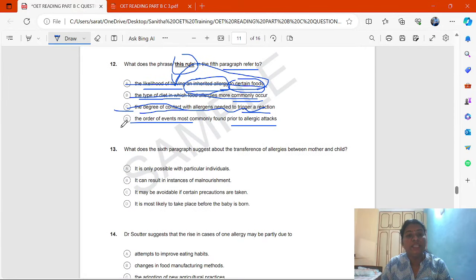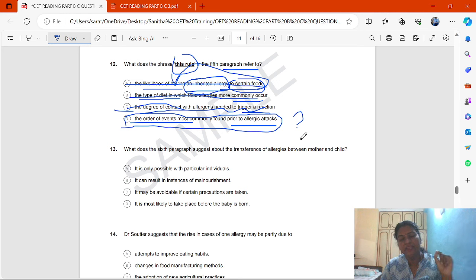So we got D, the order of events most commonly found prior to allergic attack. Sometimes for some options we don't get the correct meaning. So if you eliminate three options, the fourth option is the one where you are not getting the conclusion, you are not getting the correct answer. So don't wait, choose that option. Maybe that will be the answer. Guess and choose that option.